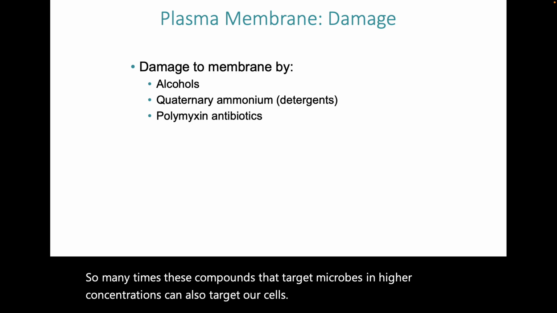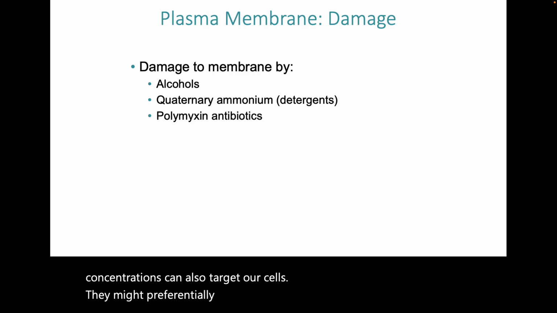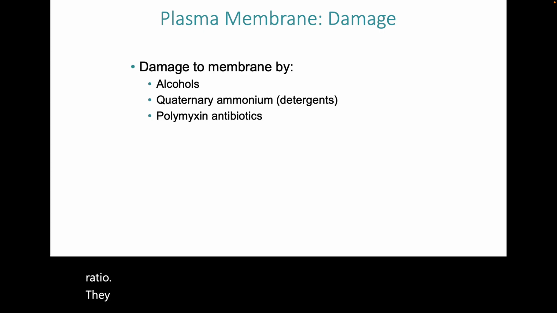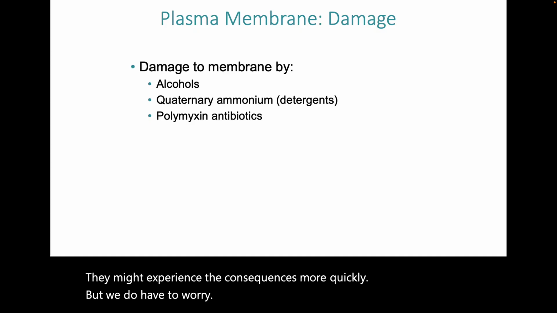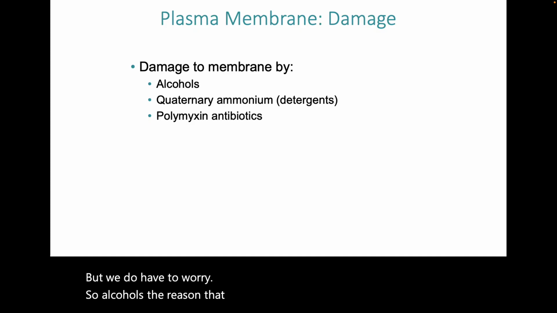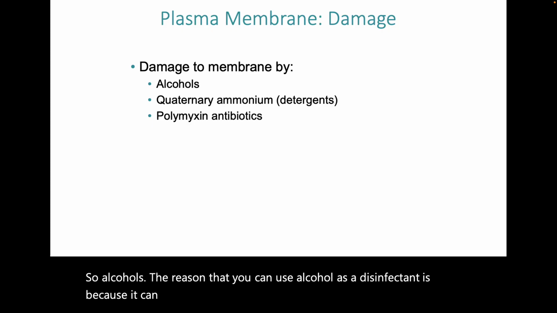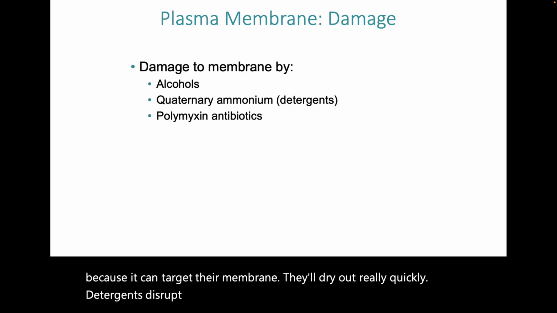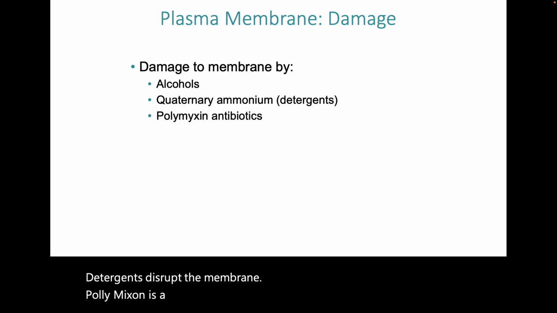They might preferentially target microbes, and because microbes are typically smaller than our cells, they have a different surface to volume ratio, they might experience the consequences more quickly. But we do have to worry. So alcohols, the reason that you can use alcohol as a disinfectant is because it can target their membrane. They'll dry out really quickly. Detergents disrupt the membrane. Polymyxin is a class of antibiotics that also preferentially targets the bacterial membrane.